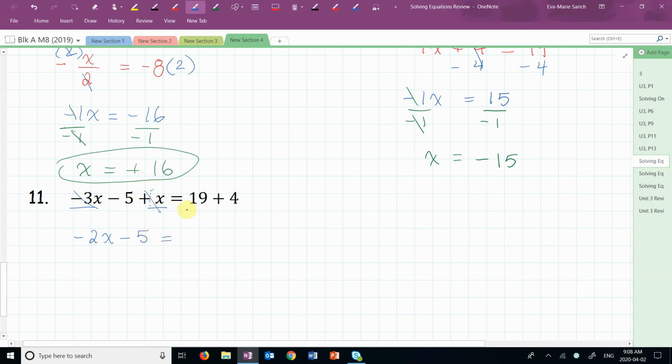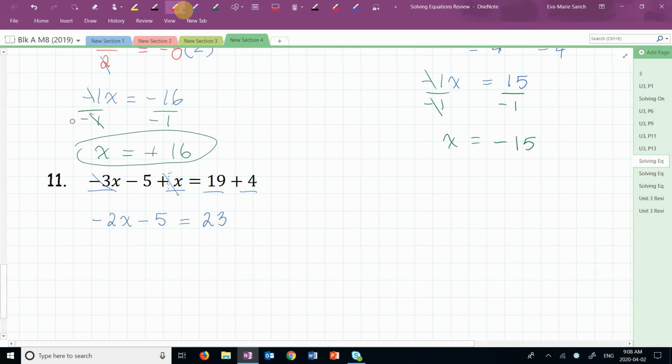On the right-hand side, we also have like terms. So 19 plus 4 gives us 23. Now we've got a simple two-step equation. So get rid of the add or subtract first. So we're going to add 5 to both sides.